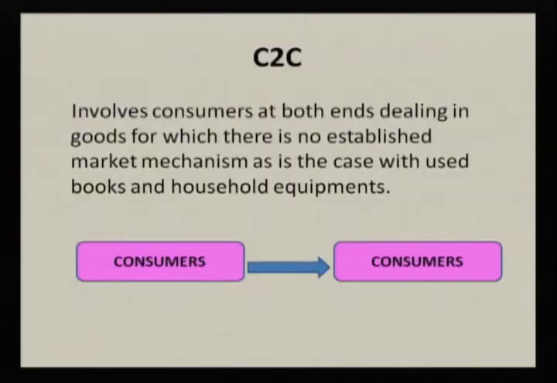And we have so many examples related to B2C. All these sites from where you buy goods like Flipkart or Snapdeal or Myntra or in fact Swiggy, all these are examples of B2C. Then the third is C2C. C2C means consumer to consumer. Many times, at both ends, you have consumers who are dealing with goods in which there is no established market mechanism, like for the purpose of reselling your books or reselling your used items or household equipment, like you have OLX or eBay. All these are categorized under C2C. So when you have a consumer on one side and at the final end also a consumer on the other end, this is referred to as C2C.